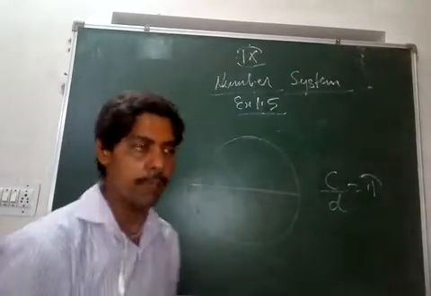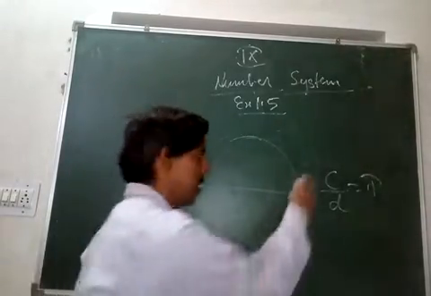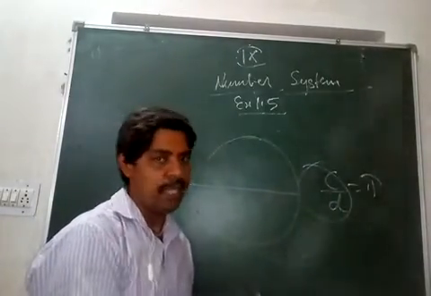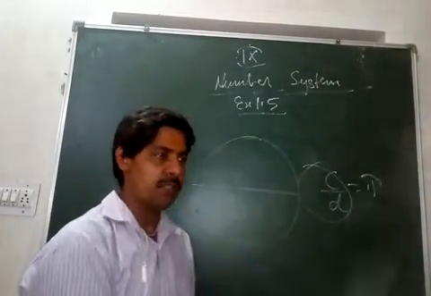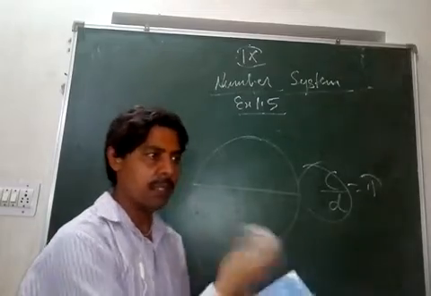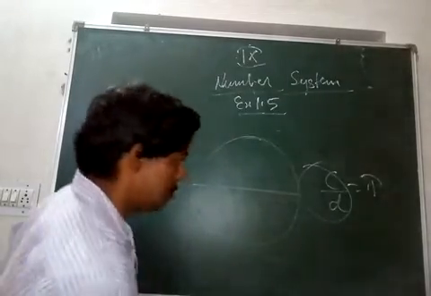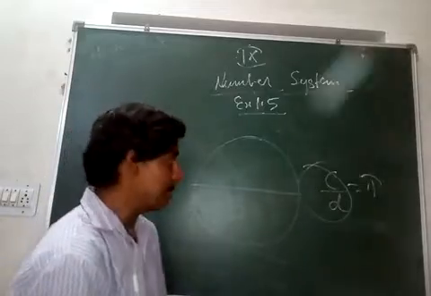But then you are saying pi is irrational, and you are writing it in p upon q format. P upon q format is rational, but you are saying irrational. So this is a contradiction, meaning you are saying two different things. How will you resolve this contradiction? How will you say that pi is irrational?